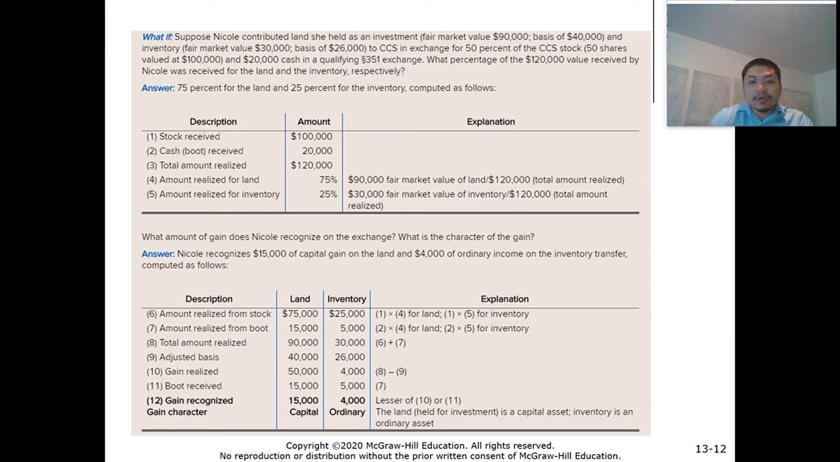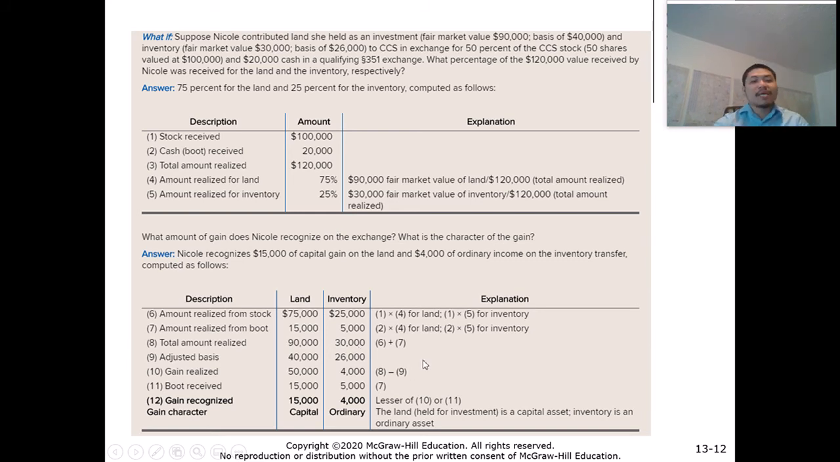And she will be able to pay a preferential rate on that, right? And then for the inventory, we again apply the same process. So we know the amount realized from stock for inventory is going to be $25,000, and the amount realized from boot is going to be $5,000, right? And this comes about because we just multiply the $100,000 and the $20,000 by 25%, right? So that's how we get to these numbers.